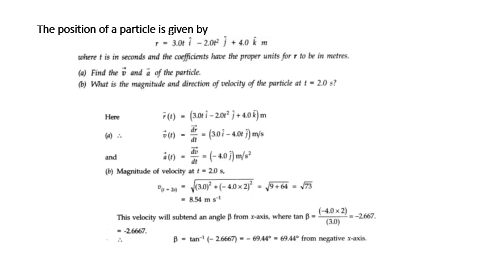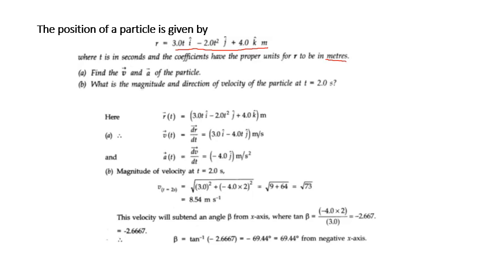Students, the position of a particle is given by the position vector r equal to 3t i minus 2t squared j plus 4k meters. So the position vector is given in i, j, k format, where t is in seconds and the coefficients have the proper units for r to be in meters. So this is a position, the SI unit is meters. r is measured in meters.